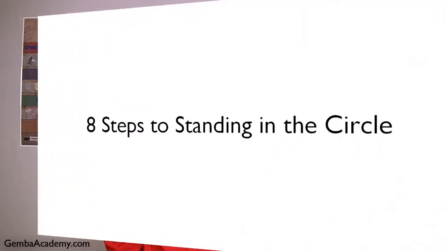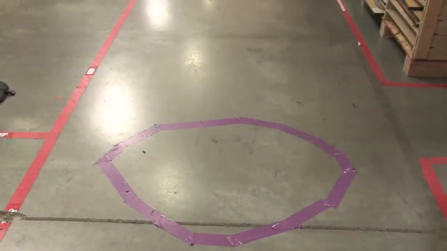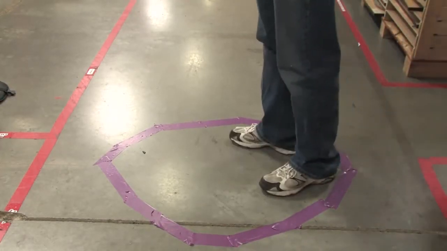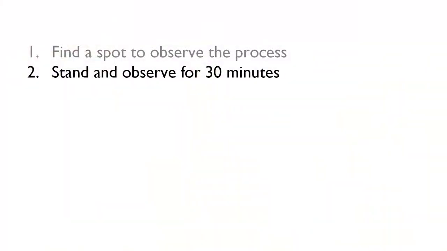Now, let's learn how to do it by discussing the 8 steps to standing in a circle. The first step is to simply find a safe spot to stand so you can easily see what's going on in the workplace. If possible, take a piece of chalk or some tape as shown here and draw a circle to help keep you from walking around. The second step is to simply stand and observe the activity around you.